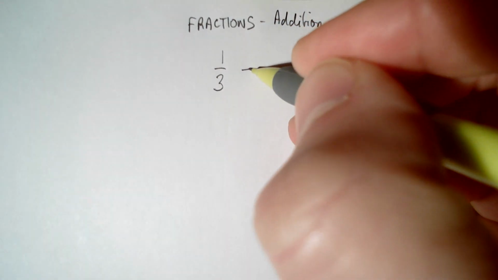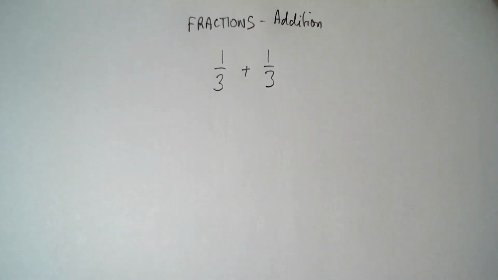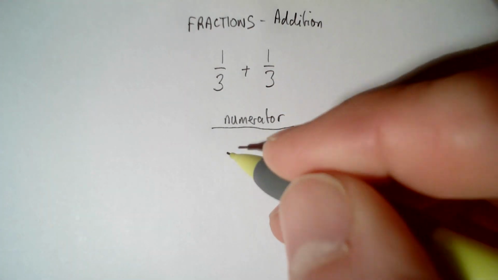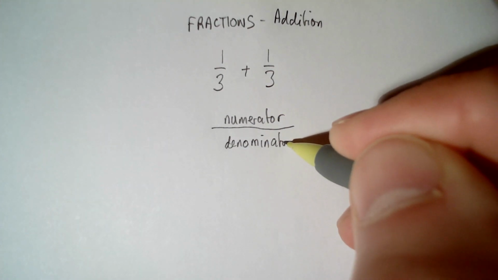So let's look at what we are talking about here. 1/3 plus 1/3, add these two fractions. Well, what makes up a fraction, first of all? Well, the top part is the numerator and the bottom part is the denominator.